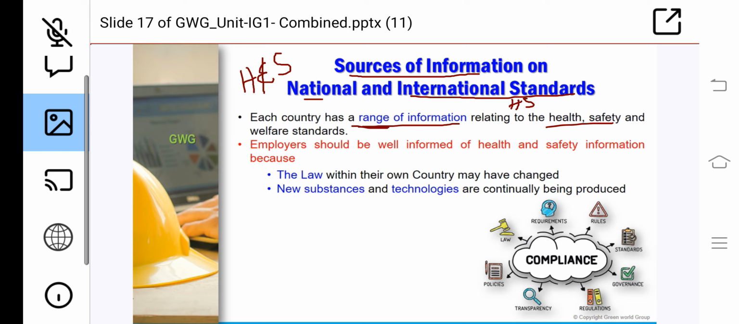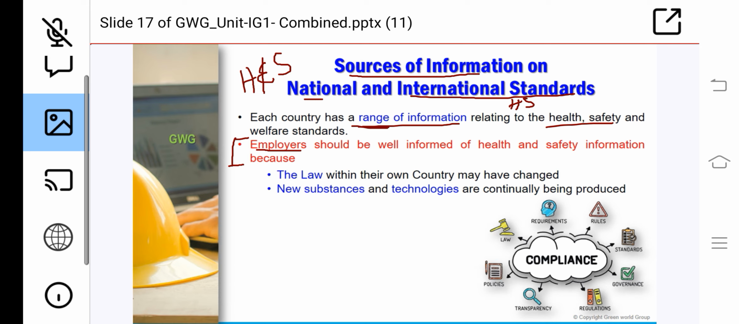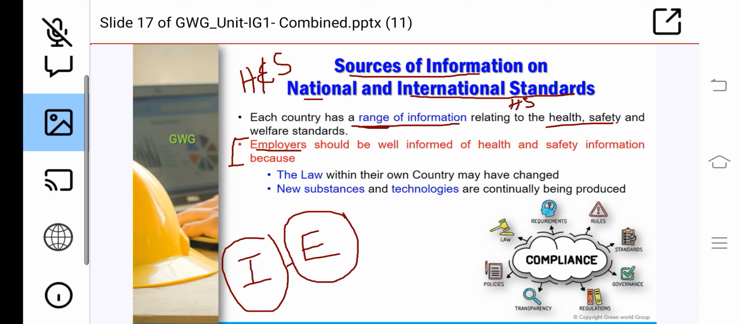Even you see MSDS is there, material safety data sheets are there. So employers should always be updated with the health and safety information. From where do they get health and safety related information? So there are two types of sources of health and safety information, called internal and external sources of information. Okay. So internal health and safety sources of information and external health and safety related sources of information.